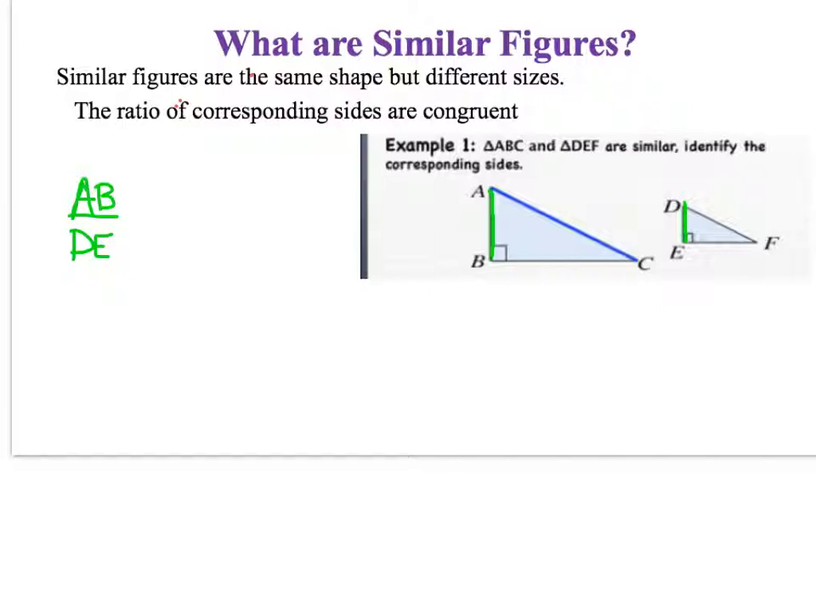Now I'm going to look at side AC corresponds to side DF because they are both the longest sides of the triangles. Again, because they're corresponding sides, I can write them as a ratio. We are comparing the two sides. So side BC corresponds, and we can compare to side EF on the small triangle.